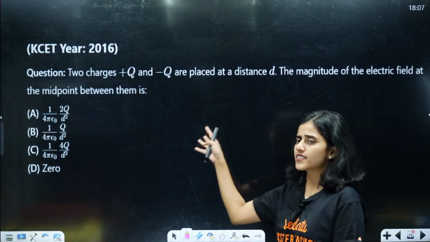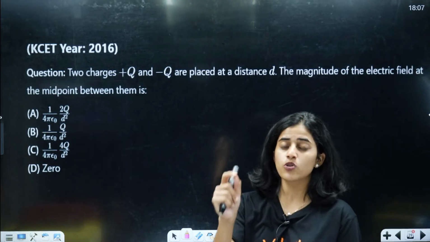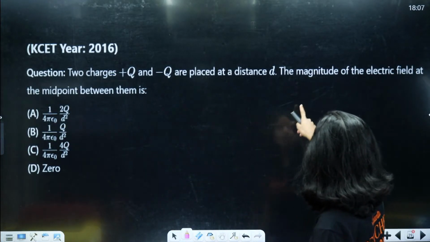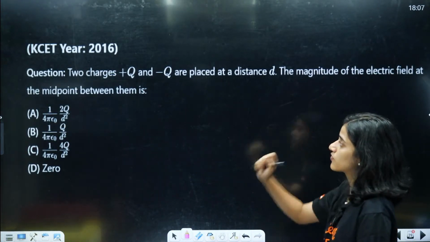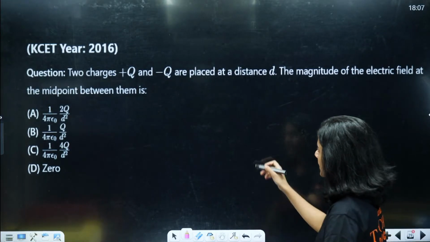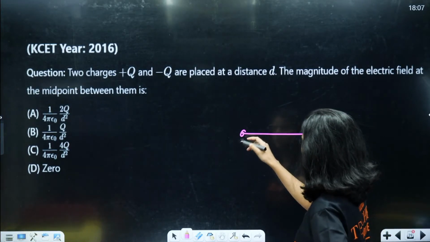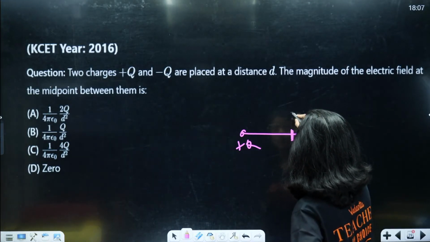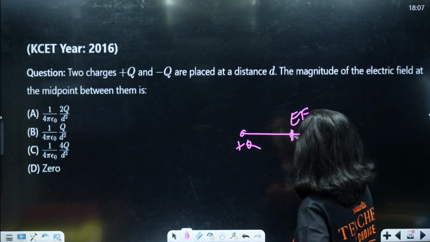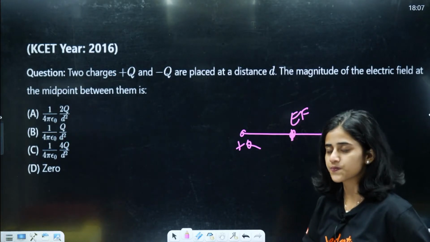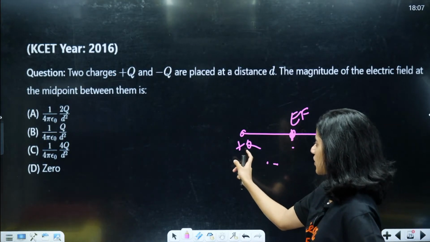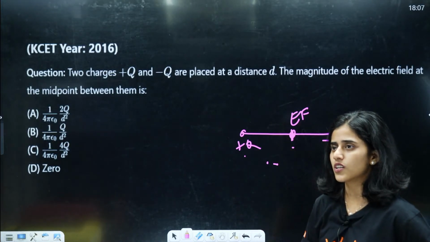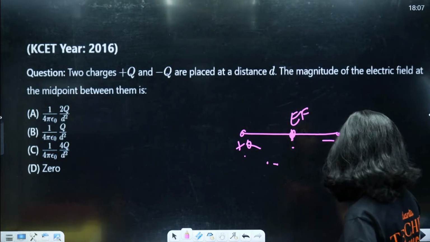Okay, so we did a similar question for force, to find out the force at the midpoint. This question is to find out the electric field at the midpoint. So you have again 2 charges plus q minus q. You have to find out the electric field at the midpoint. So the electric field will be affected because of plus q and minus q. So again, you have to use the formula.